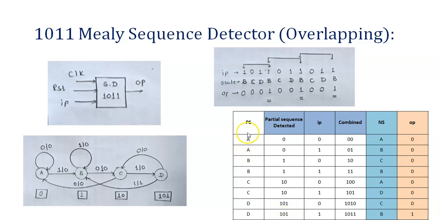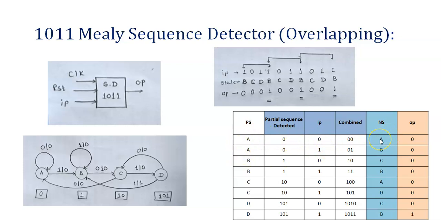Now why is this written twice? In this table I need to decide my next state and output depending upon the input as well as the present state. The present state we have written, that is A, and the input might be 0 or 1. There are 2 possible options for 1 bit, that is 0 or 1. So when I am in A state, meaning 0 is already detected, and the input is 0 or 1, what will be my next state? That's why we have written this twice.